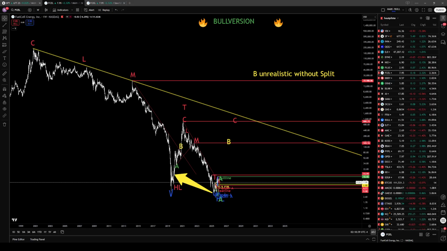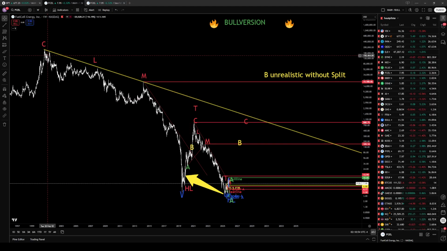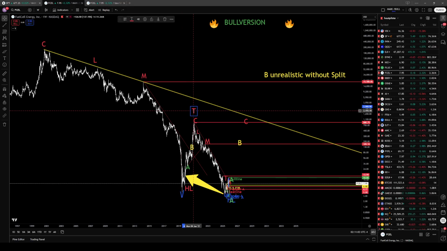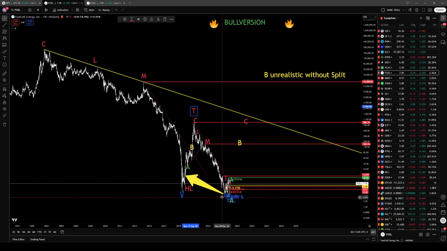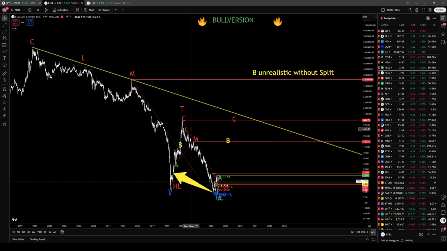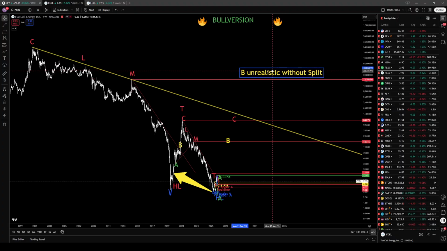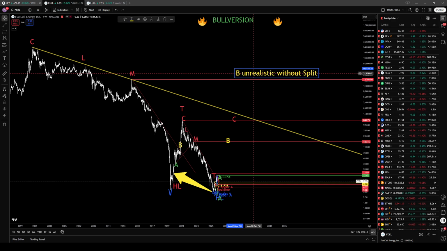So for the overview, you're coming from your C, lower high, midpoint, come down, come up again to your T, and then you fall to your V and the A, and you would already be in your higher low. For price targets, normally your M point is your B and your T point is your A. Just saying, without a split, in my opinion, I'm 99.9999% sure you won't get this price target.